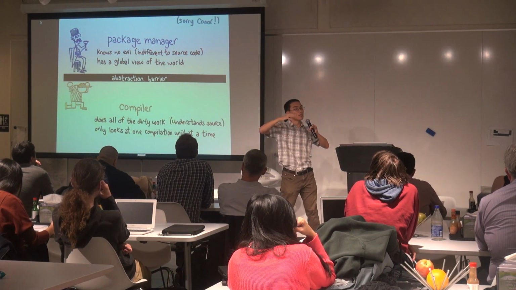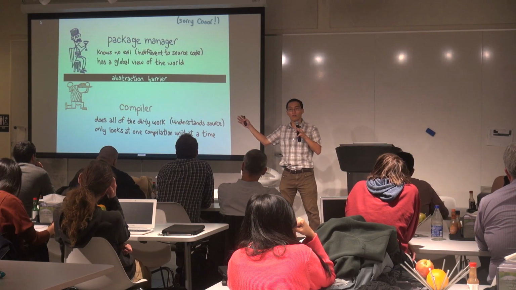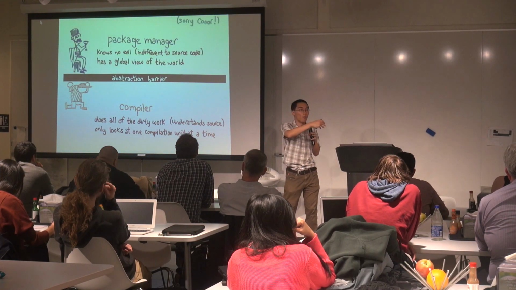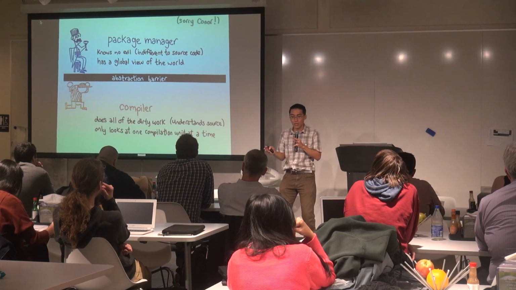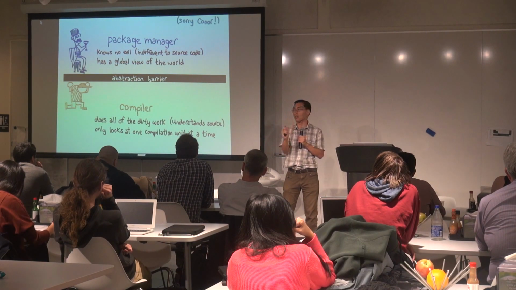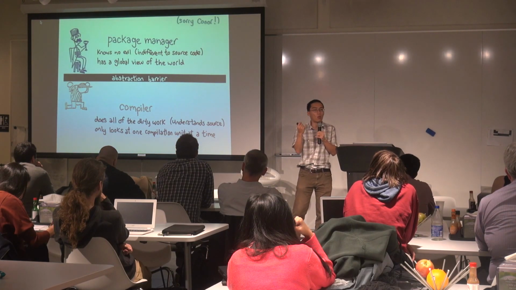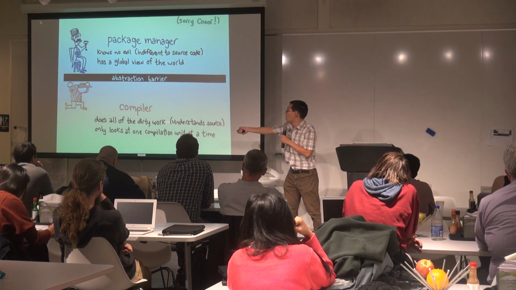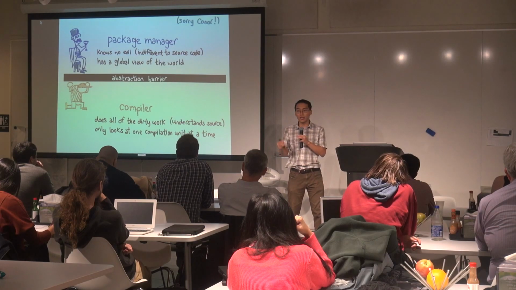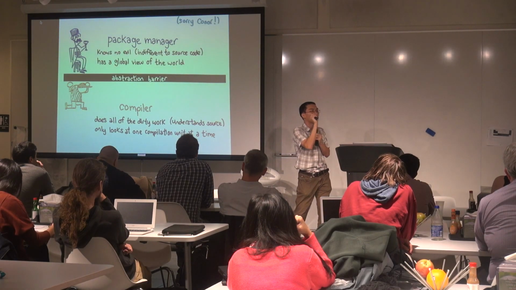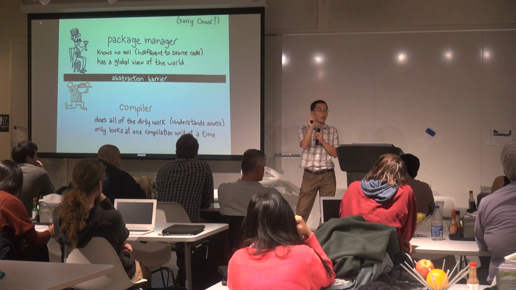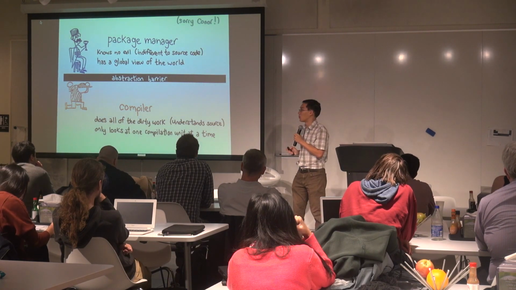It knows about the global picture. It knows about all of the actual packages, all the code that's going to be assembled, but it doesn't know anything about the code itself. And the compiler does the dirty work. It knows what the source code is, and it knows how to actually compile it, but it has a very narrow, localized vision. It only ever knows how to compile one piece of code at once.